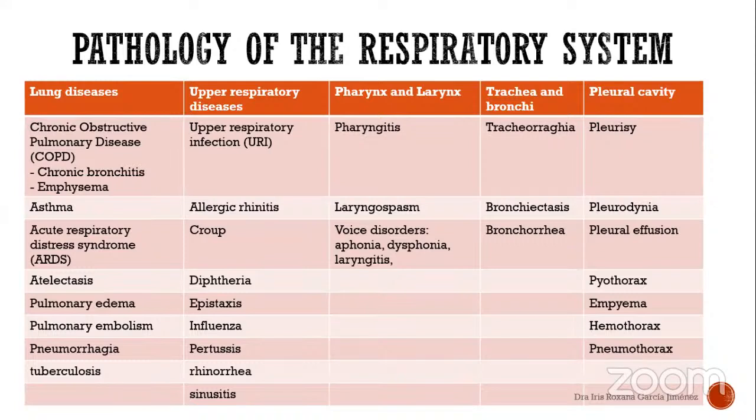sinusitis, pharynx and larynx, pharyngitis, laryngospasm, voice disorders. For example, aphonia, dysphonia, laryngitis, trachea and bronchi, tracheorrhagia, bronchiectasis, bronchorrhea, pleural cavity, pleurisy, pleurodynia, pleural effusion, pyothorax, empyema, hemothorax, pneumothorax.